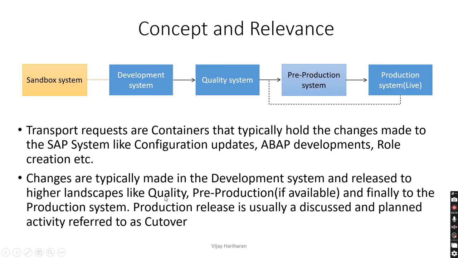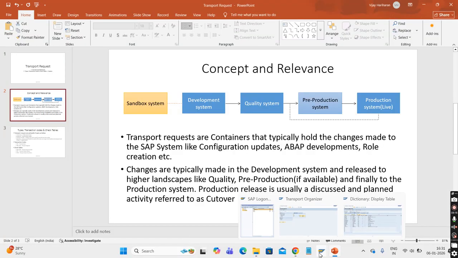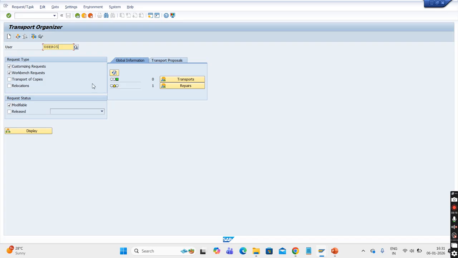Right? So let's take a look in the system, and then we can come back to the next slide regarding the transport requests. So transport organizer, this is a well-known transaction. It is SE09 or SE10, both point to the same program. If you go and check in SE93, there is just a difference of an authorization group, but otherwise you will see the screen is the same.